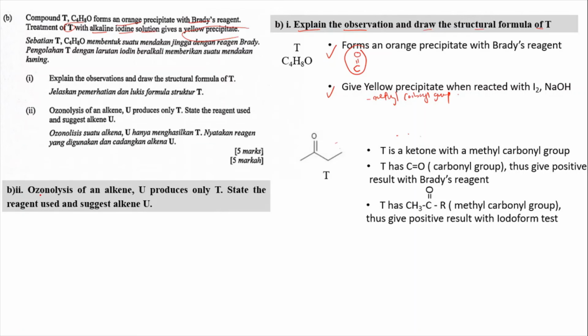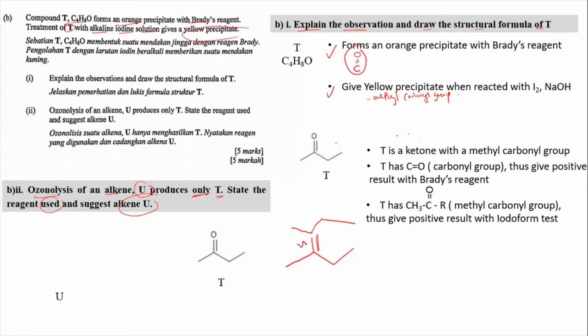For question B2, ozonolysis of an alkene U produces only T. State the reagent used and suggest alkene U. So, produk yang kita akan hasilkan hanya T sahaja. So we have to predict what is the alkene U. In order to do this, we can draw back again the structure, and because it undergoes ozonolysis, you know that it comes from the cleavage ataupun pemotongan daripada alkene tu. So you can draw it to be something like this.